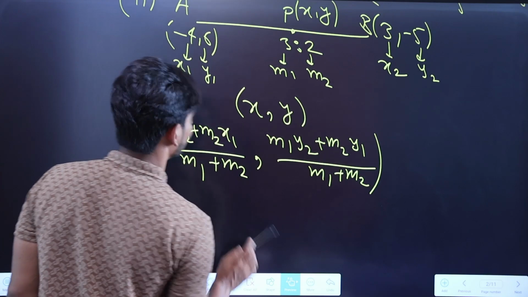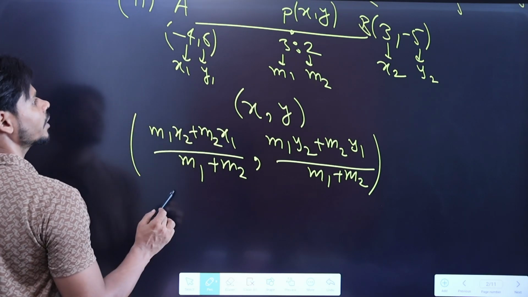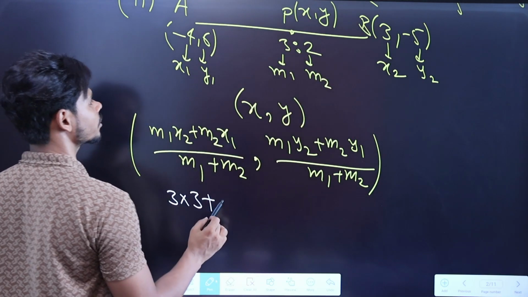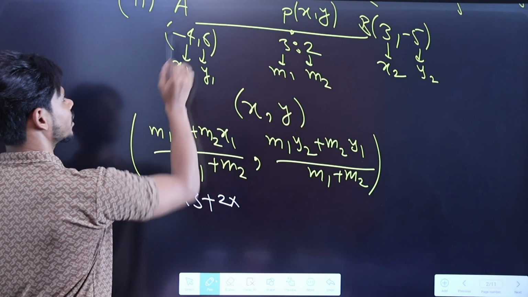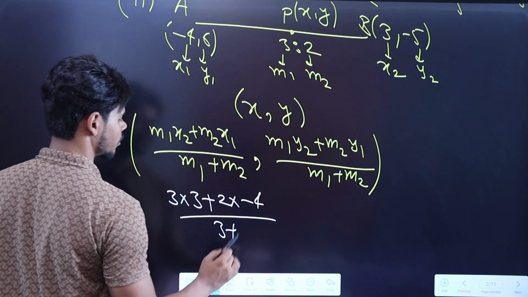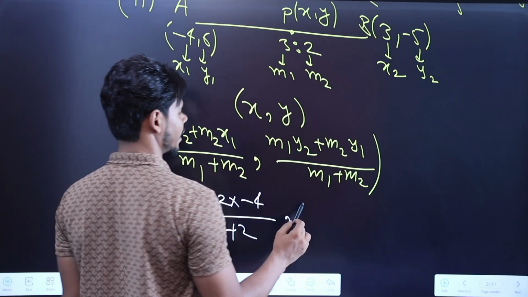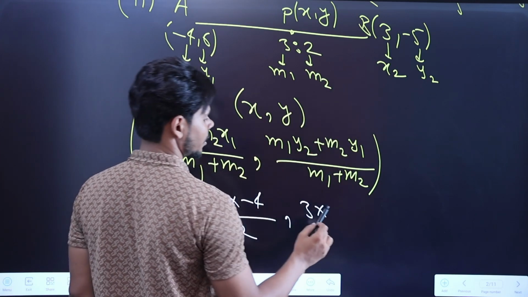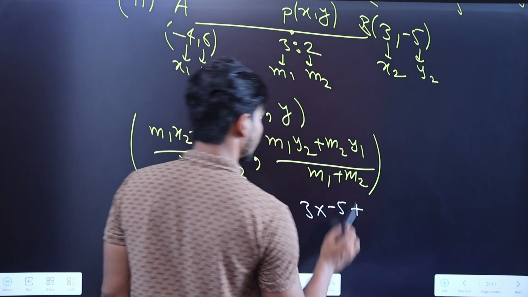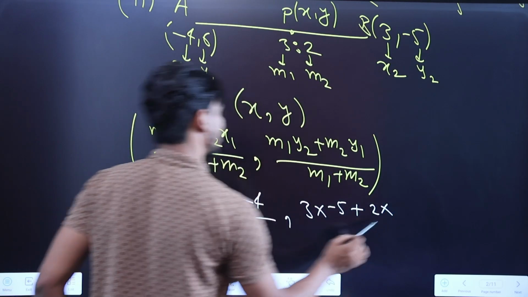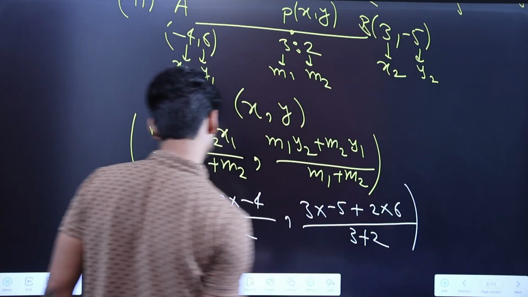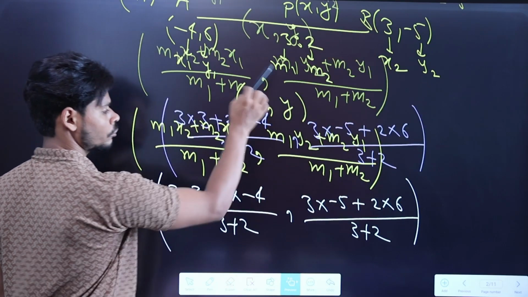So values are like this. M1 is 3, x2 is 3, then plus M2 is 2 into x1 is negative 4, whole divided by M1 plus M2, which means 3 plus 2, then comma. Similarly over here, M1 is 3 into y2 is 5, sorry, my mistake, minus 5, then plus M2 is 2 and y1 is 6, whole divided by M1 plus M2, which is 3 plus 2. So this will be the coordinate, we just need to solve this one.